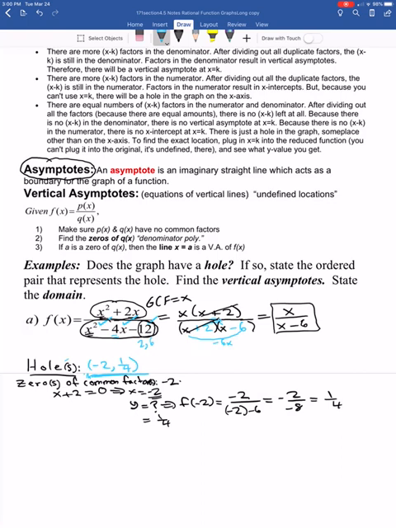Now, can we find any other information? Well, we've got a point of discontinuity. So we know at negative 2, we're going to have a break in our graph, and the graph's going to jump over that point, that ordered pair. And we'll see that when we graph it.